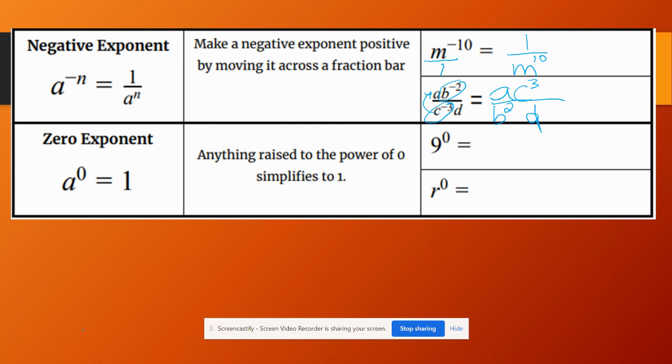And our last one, the fun one, anything to the 0 power is 1. So 1 and 1. Just be careful. If you had 4r to the 0, remember the 0 power is only with the r right now. So that's 4 times 1, which is 4. Versus if you had 4r to the 0 like this, that 0 exponent goes to everything inside those parentheses, and that answer is 1.